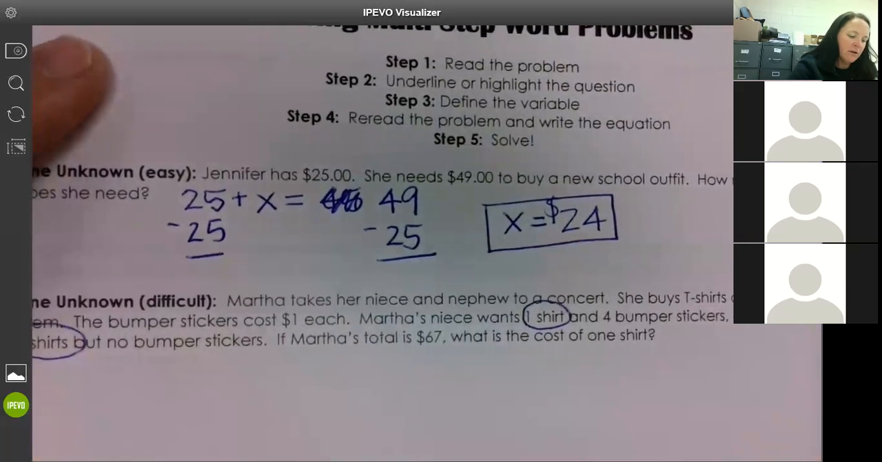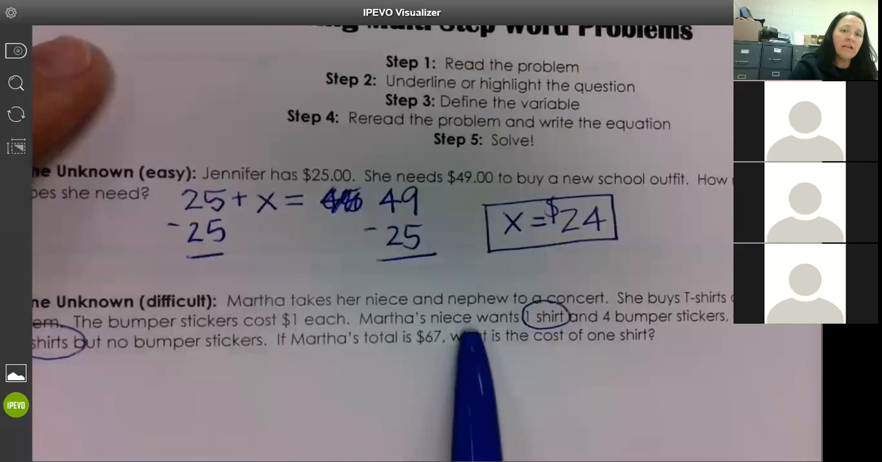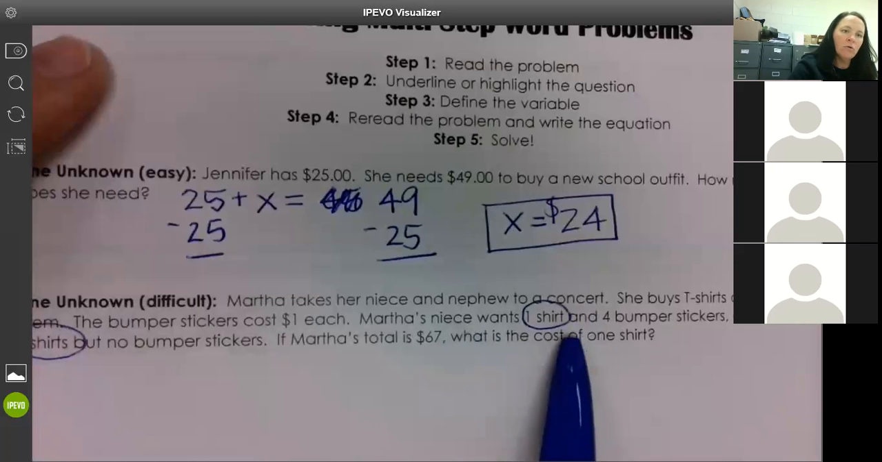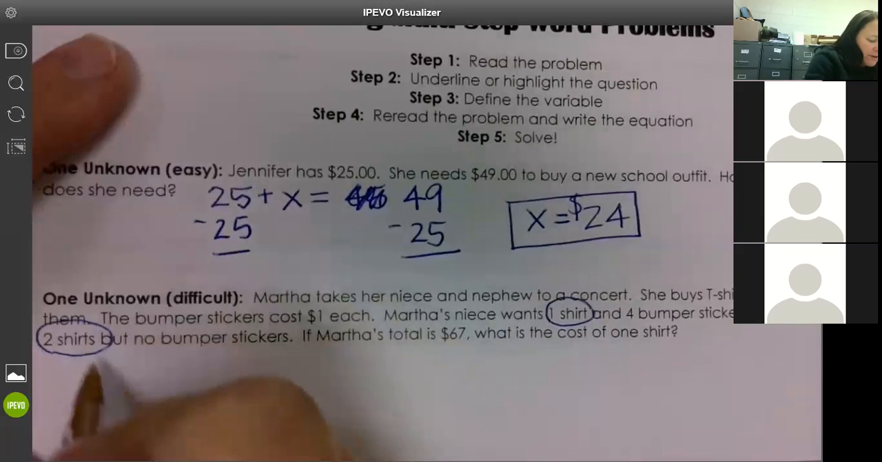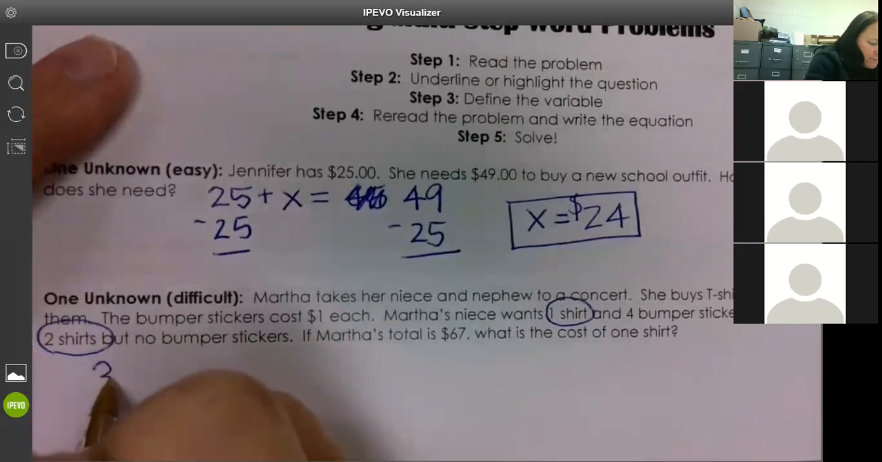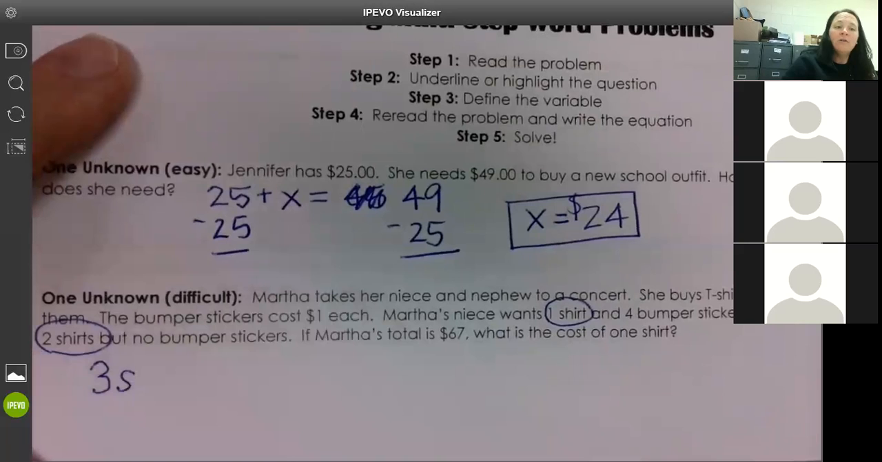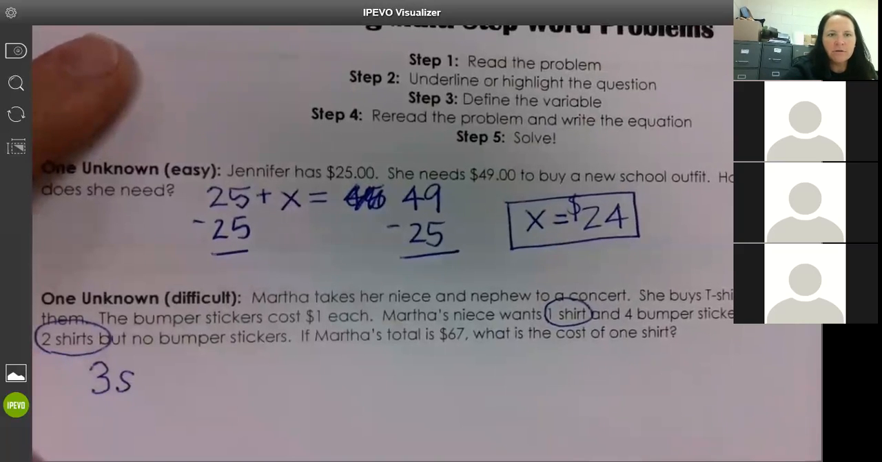How many shirts did she buy? 1. Here's 1. That was for the niece. What about for her nephew? Oh, 3. 2. So that's 3 shirts. Well, in total, 3. Yes. Sorry. 3 shirts. I'm going to do an S for shirts.